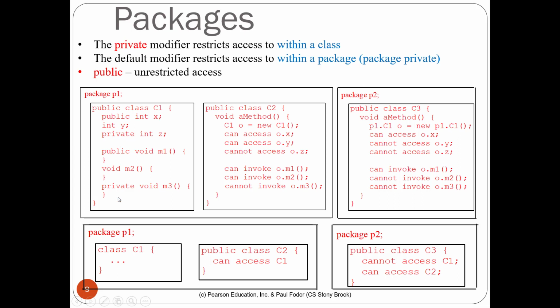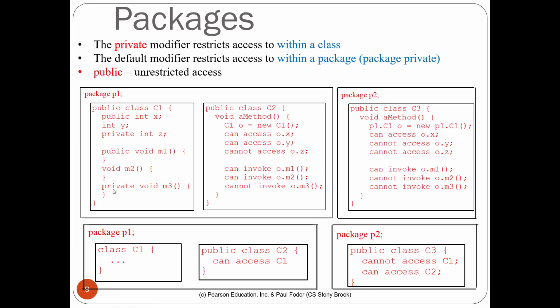How about the methods? We do have three methods here: M1, M2 and M3. M1's return type is void, and M2 and M3 are also void return type. The only difference in these three methods is in their visibility. M1 is public, for M2 we are not specifying anything, and M3 we are making private.